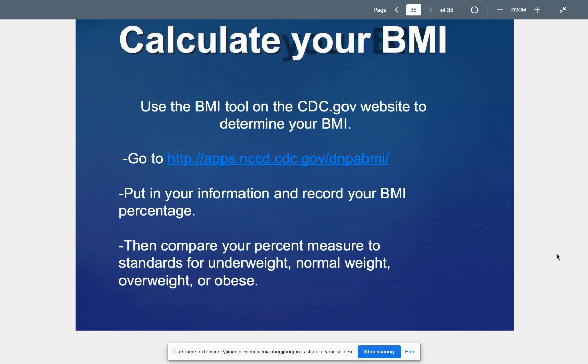So if you want to calculate your BMI, you can use the BMI tool on the CDC website to determine your BMI. You can click on that link if you go to the PowerPoint. I don't think you'll be able to click on it from this video. It shouldn't allow that. But definitely check that out. Just put your information in and record your BMI. You can compare your weight to other places in the United States and North Carolina. What someone your age is weighing in at. So just kind of a cool tool there.